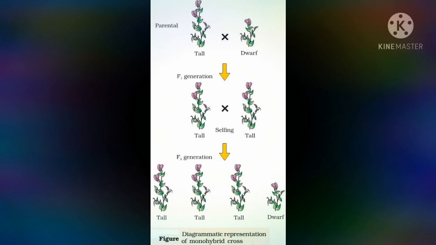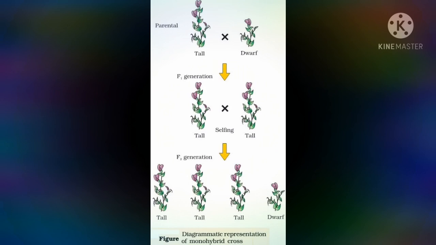Then he started thinking about where the dwarfness had gone. Many questions arose in his mind. Why and how did it get eliminated? Is it eliminated forever or not? Are the tall offspring similar to the tall parents? So to find out the answer, he proceeded further.